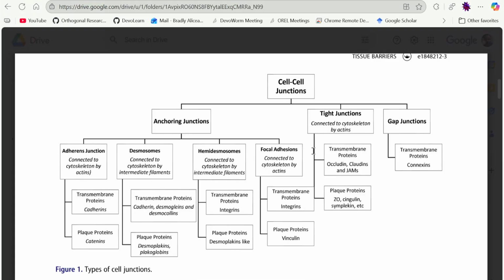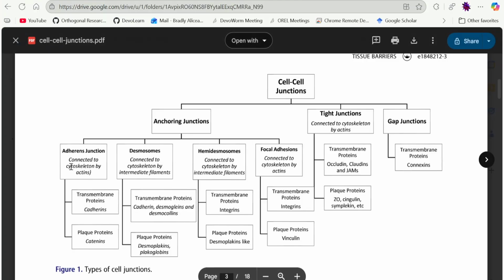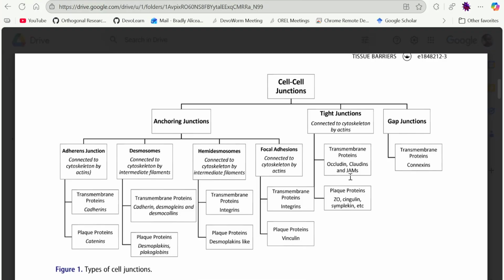And then tight junctions are connected to the cytoskeleton like actins, sort of like adherens junctions, except they have different transmembrane proteins and different plaque proteins. So the transmembrane proteins here are claudins and JAMs. Not sure what JAMs are, but those are different proteins you'll read about in the literature. Plaque proteins include ZO, cingulin, symplekin, and others. So these are all these tight junctions that form the seal that they were talking about.